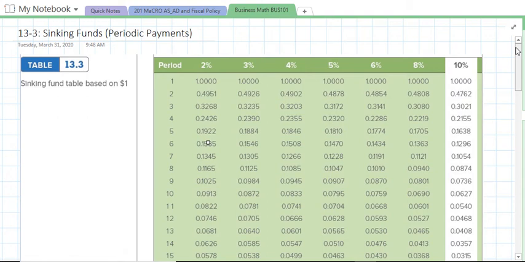So, for example, you could say, I need $2 million to retire in 30 years, earning a specific interest rate. How much would I have to set aside every year for 30 years in order to have $2 million? That's basically a sinking fund.